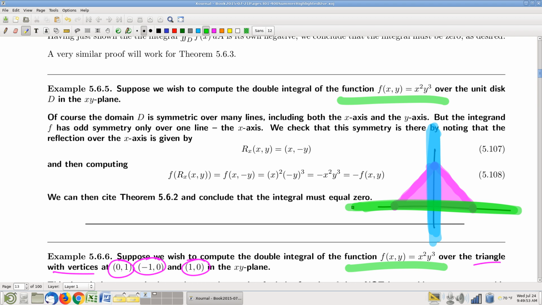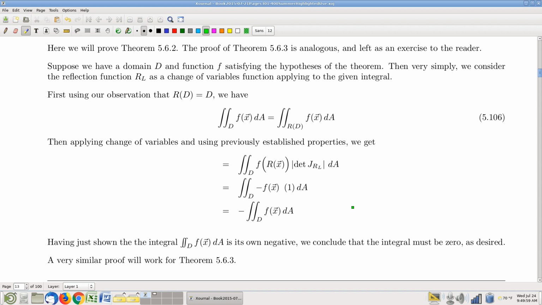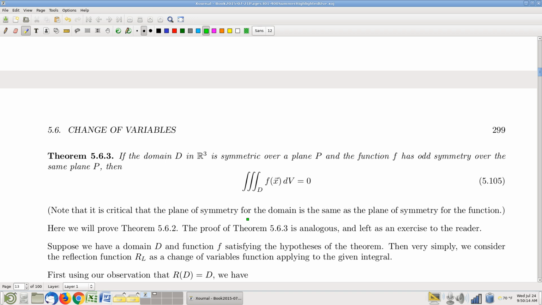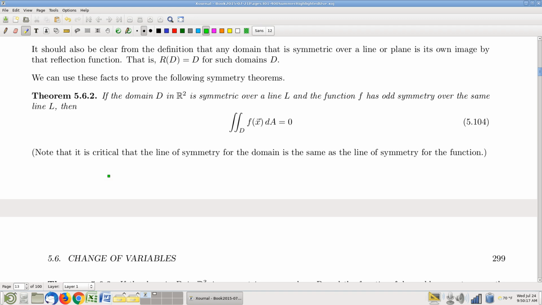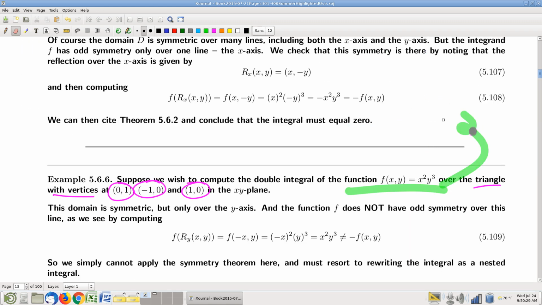Those are not the same line. It has to be the same line. You can see in the argument why it's got to be the same line. When I do this reflection, it's through that pullback that I have to get this minus. It's got to be through the same reflection. So, got to be the same line. Again, you'll notice that in the statement of the theorem: same plane if you're in R3, same line if you're in R2. So not only is the answer wrong to say that the integral is equal to 0, but the argument, worse, the argument is wrong. The argument makes no sense.